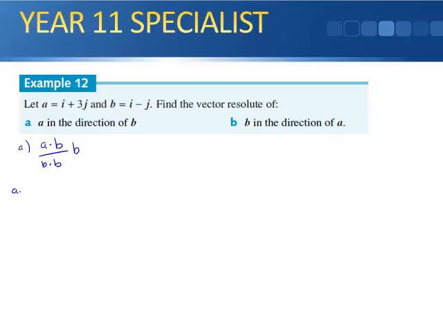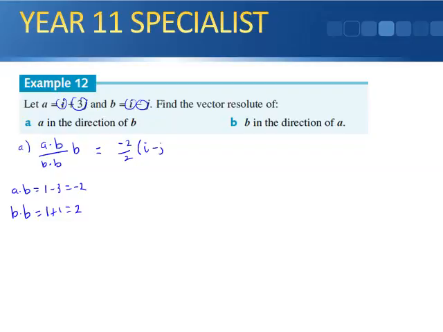Example 12. Let A equal i plus 3j, B equal i minus j. Find the vector resolute of A in the direction of B. So we'll do A over here. For this one, I need A times B divided by B times B, and then I've got B there. So we better find A times B. A times B is 1 times 1, 3 times negative 1, minus 3, so I've got negative 2.